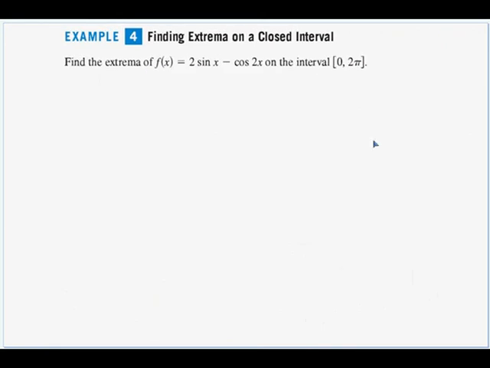So now we got to do one with some trig functions in it. Here we got a sine and a cosine going on. So our left and right endpoints are 0 and 2 pi, and we want to start this off by taking the derivative, f prime of x. What's the derivative of 2 sine? Well, that's going to be 2. Derivative of sine is cosine.